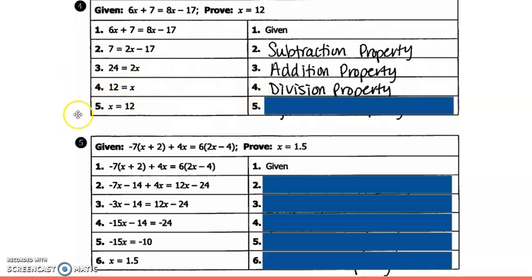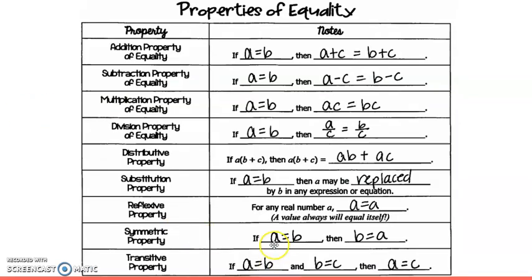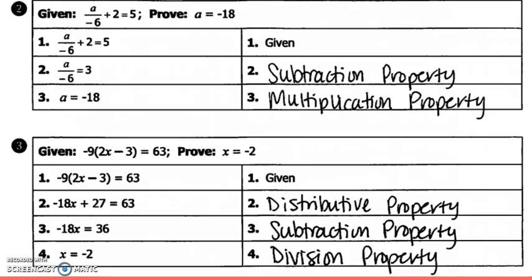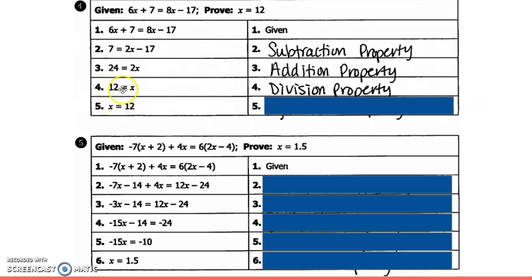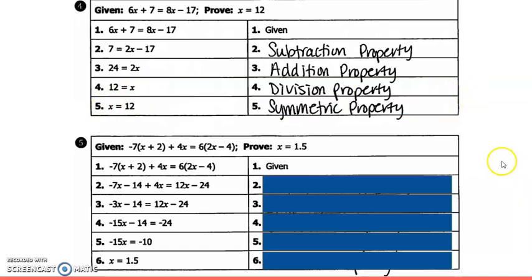Now, right here between step 4 and step 5 is what I want to talk about. They went from 12 equals x to x equals 12. And this is an example of that symmetric property that I was talking about. All they did is flip the order. So it didn't change it in any way. They just flipped from 12 equals x to x equals 12. So that's an example of our symmetric property.